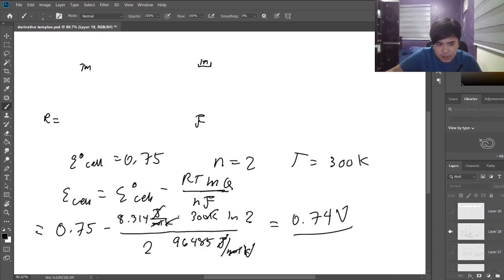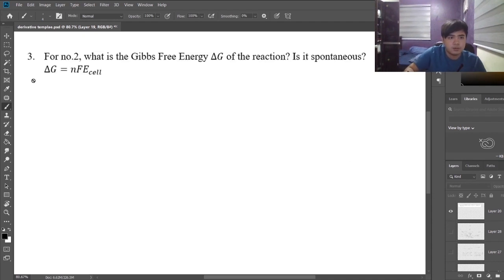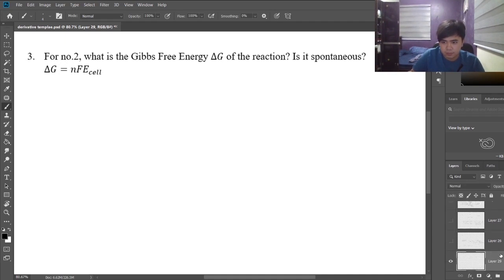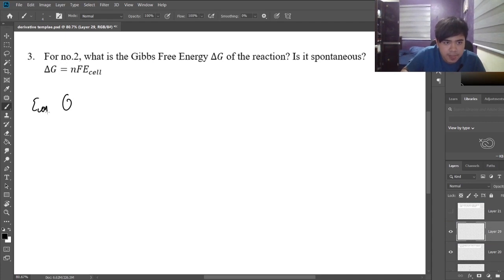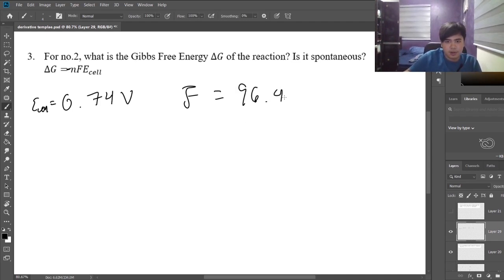So we have the E cell right here, which is going to be 0.74. So we know that the E cell is equal to 0.74 volts. Faraday's number is, oh sorry, wait, the formula is wrong. This should be a negative. I'll correct it in the file. The Faraday's is 96,485 joules per mole voltage, and the number of electrons is around, well, 2 moles.